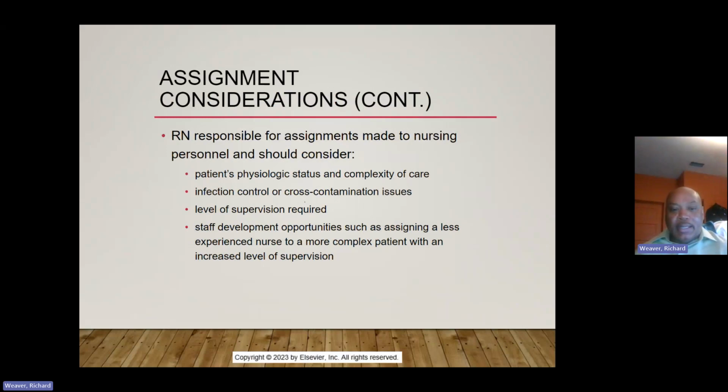Assigning a less experienced nurse to a more complex patient, but at the same time increasing the level of supervision. In other words, the charge nurse should still assign the less experienced nurse to that complex patient, but increase the level of supervision. This increases that nurse's skill level. All right, it makes them more competent and confident while maintaining safe and effective patient care, because the charge nurse is there, mentoring, precepting, training this person, improving their confidence level, and at the same time, even though this person is less experienced, they have the more experienced charge nurse who is there to ensure that safe and effective care is being delivered.